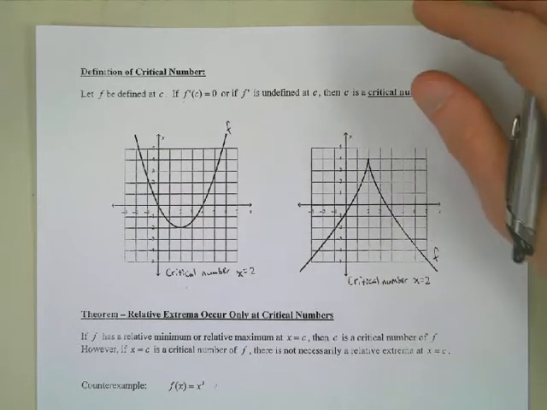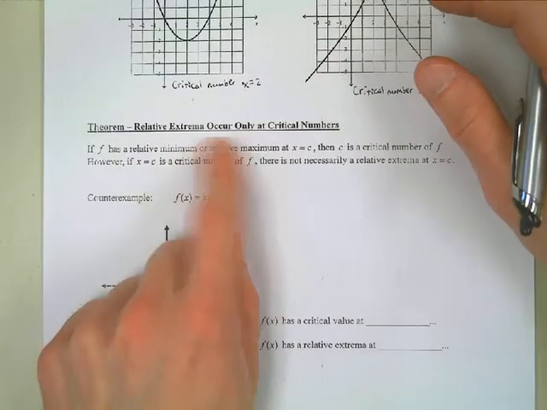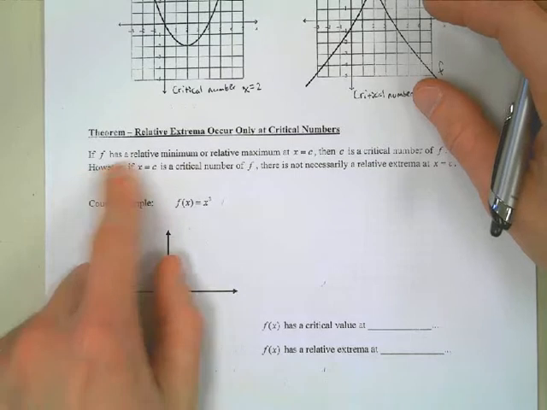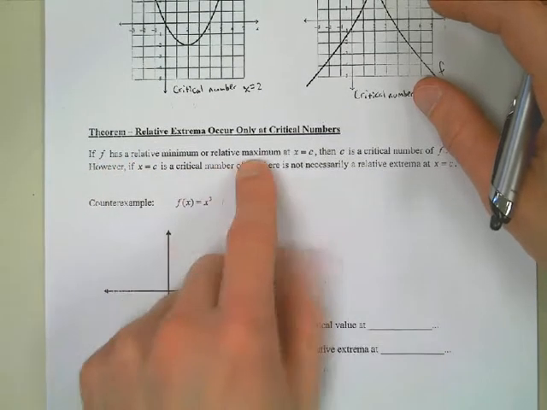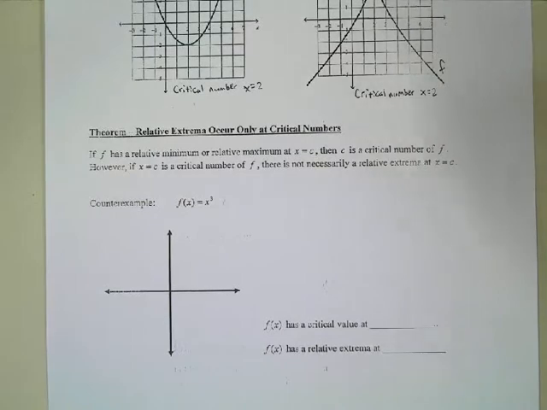So, go down to a theorem. Relative extrema occur only at critical numbers. So if f has a relative minimum or a relative maximum at x equals c, then c is a critical number of f. Okay? Notice what this is not saying.